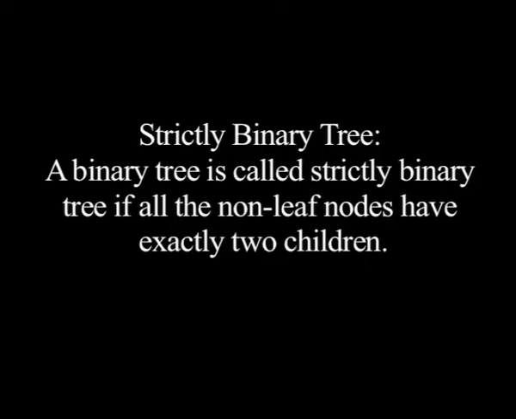Here is another kind of binary tree, strictly binary tree. A binary tree is called strictly binary tree if all the non-leaf nodes of the tree contain exactly 2 children. That is, every non-leaf node of the binary tree contains left subtree and right subtree. In other words, each node in a binary tree will have either no child or 2 children. There will not be any node that has only 1 child.